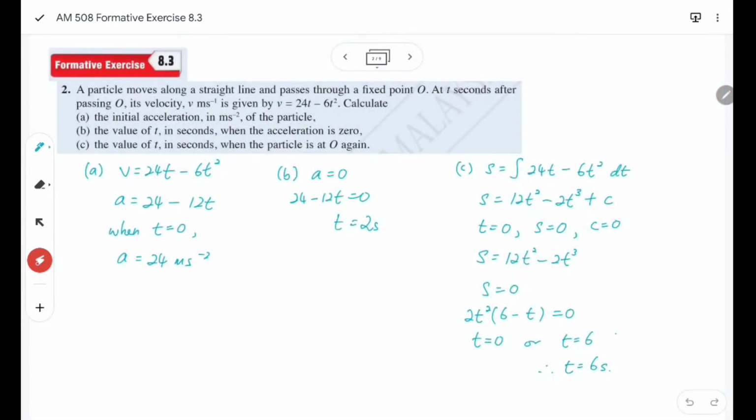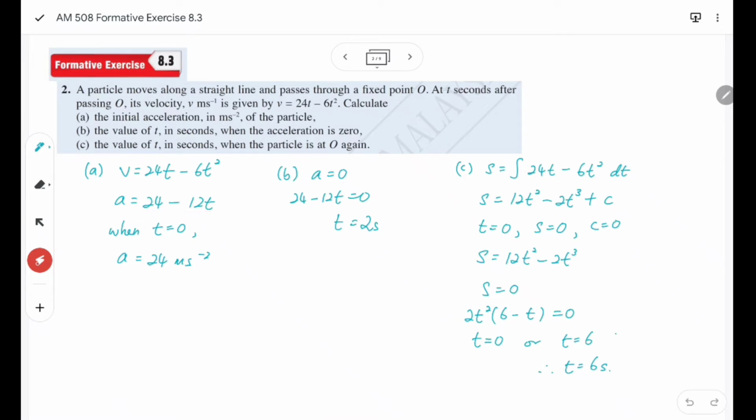Question number 2. A particle moves along a straight line and passes through a fixed point O. At t seconds after passing O, its velocity v meters per second is given by v equals 24t minus 6t squared. Calculate A. The initial acceleration in meters per second squared of the particle. So we are given the function of velocity, 24t minus 6t squared. We need to get the acceleration. So we do differentiation. There we get a equals 24 minus 12t.